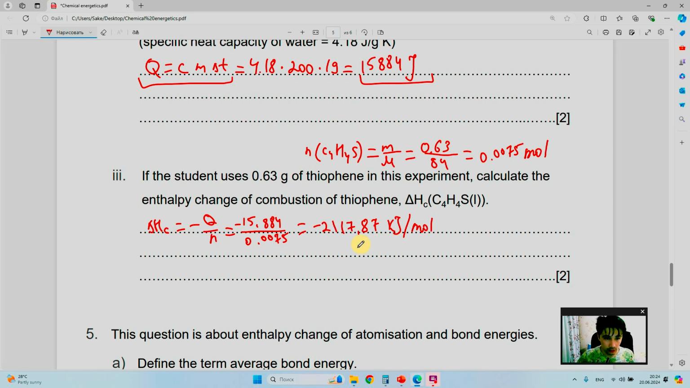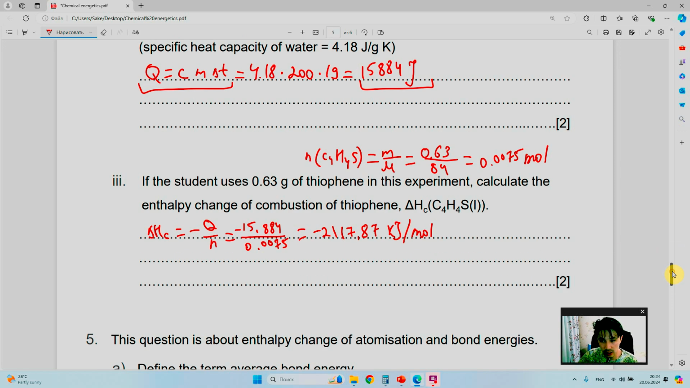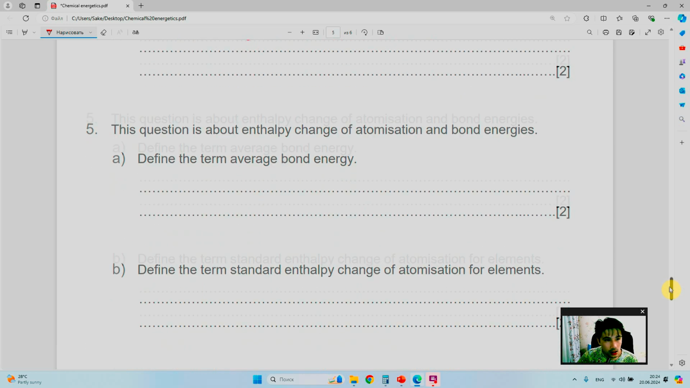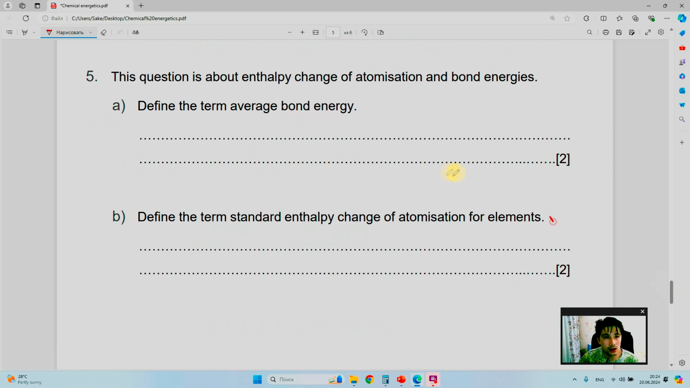Yeah, don't forget about units, and that's all of the calculations that you need to show in your answer. Next question. All right, so again, some definitions. Bond energy definition, again 2 marks. There are lots of variations of these definitions, but mostly they consider almost the same things.